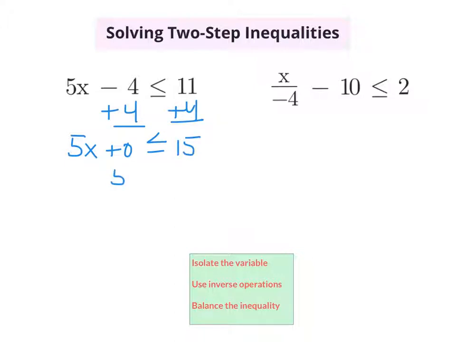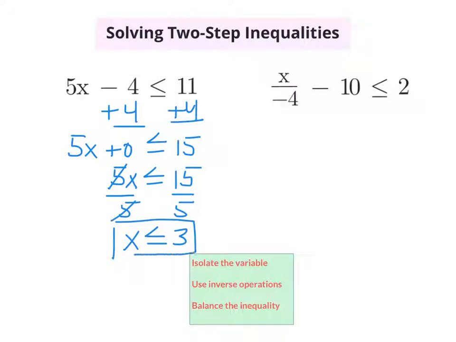I'm now going to drop that 0 because it's not necessary, and I have 5x is less than or equal to 15. The operation going on the side of the inequality with the variable is multiplication, and we undo multiplication with division. So I'm going to divide both sides of my inequality by 5. My 5's are going to cancel out and leave me with an x. I bring down my less than or equal to symbol, and 15 divided by 5 is 3. So my solution is x is less than or equal to 3.